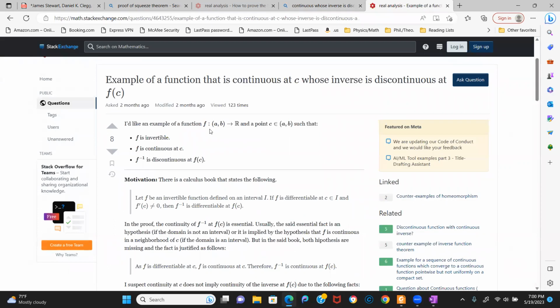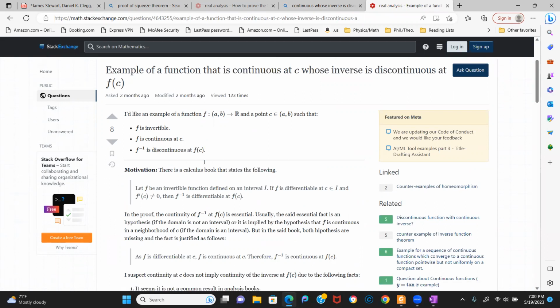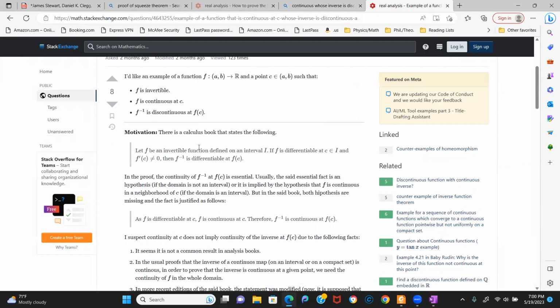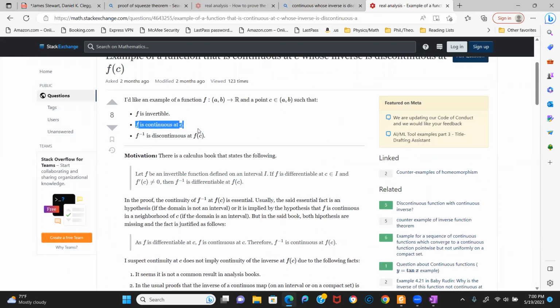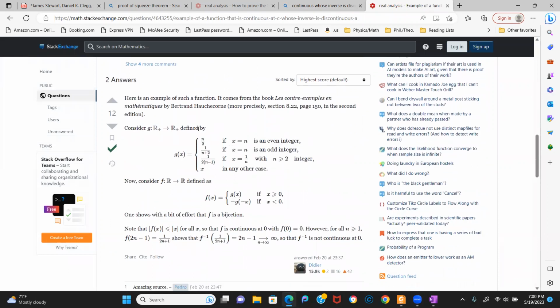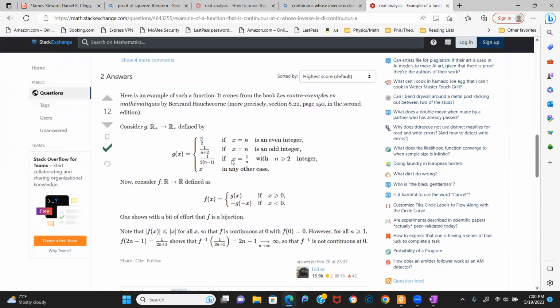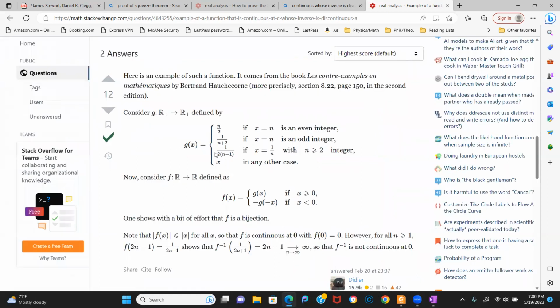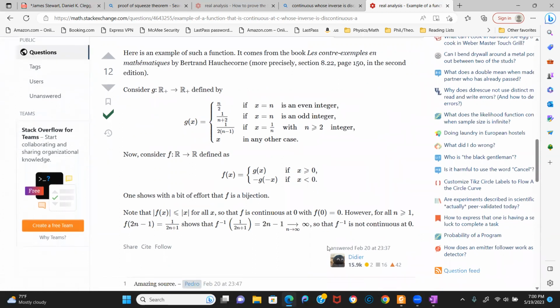So they're saying I'd like the example function which is continuous at a point c such that it's invertible, it's continuous. Oh, but the inverse is discontinuous there. Okay. So this guy down here constructs a function. It's kind of horrible looking, and apparently it is injective, so it has an inverse, and it is continuous, but the inverse is not continuous. Yeah. So it says that the f inverse is not continuous at 0.